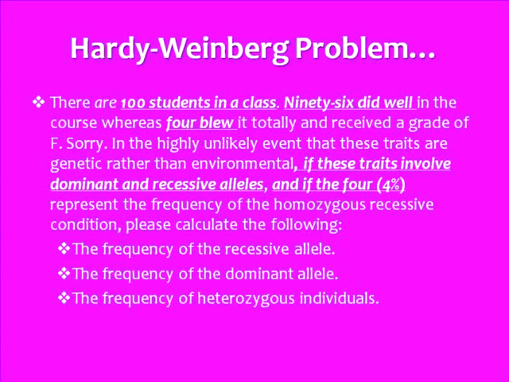Okay, I went in and I have highlighted and bolded some key information: there are 100 students, 96 did well, and 4 did poorly. And then I underlined and highlighted that the traits involved are dominant and recessive alleles, and that 4% is represented. Alright, so we're going to do the first step.